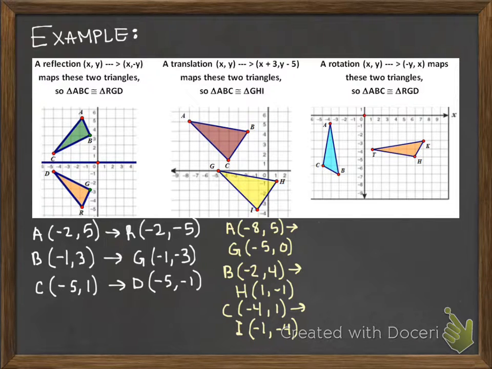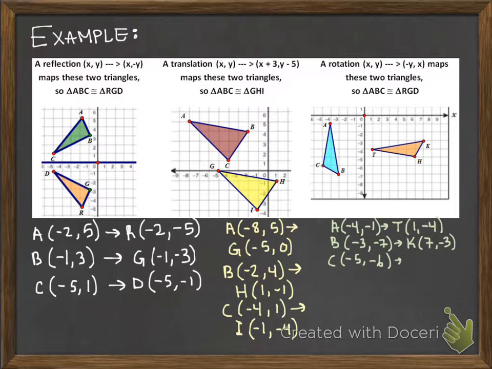The last we're going to look at is a rotation, which turns the shape. In this case, the triangle ABC has been turned or rotated 90 degrees counterclockwise. We can see that the point A, which is at -4, -1, was turned or rotated to become the point T, which is 1, -4. Point B, -3, -7, turned to become point K, 7, -3. And point C, which is at -5, -6, was turned or rotated to become point H, 6, -5.